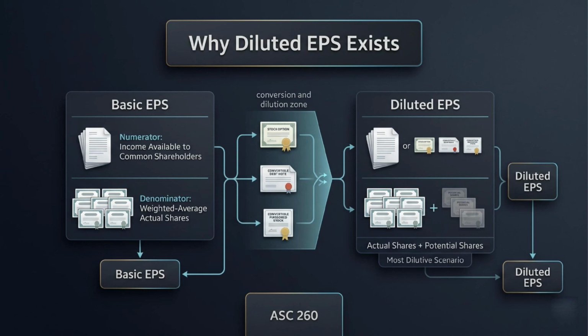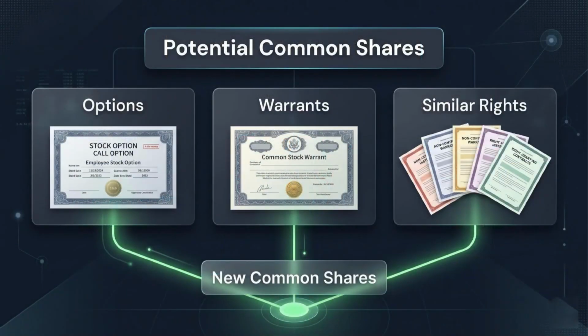Dilution must actually dilute. The treasury stock method applies mainly to options, warrants, and similar rights that allow holders to obtain common shares at a specified exercise price. If the exercise price is favorable compared with the average market price, the holder would have economic value from exercising. That creates potential dilution. Convertible debt and convertible preferred stock are different animals, so we leave them for the if converted method in the next video.